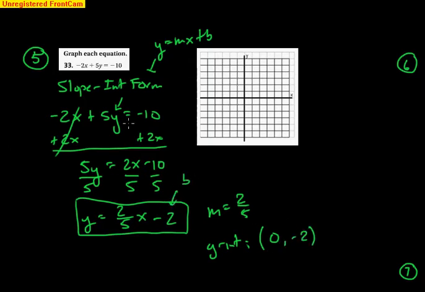(0, negative 2). So when I graph this, I'll put the y-intercept on first. (0, negative 2), right there. And then this slope means go up 2 and to the right 5. So from this point, the y-intercept, I'm going to go up 2, 1, 2, and to the right 5: 1, 2, 3, 4. And there's the line that is represented by this equation. So put it in slope-intercept form, then identify your slope and y-intercept, plot the y-intercept, and count the slope.